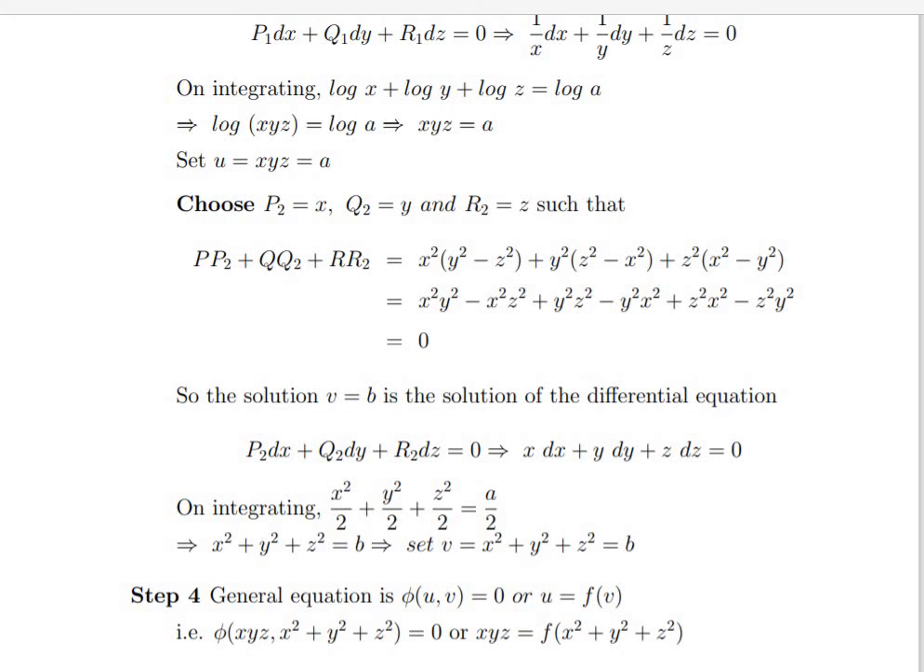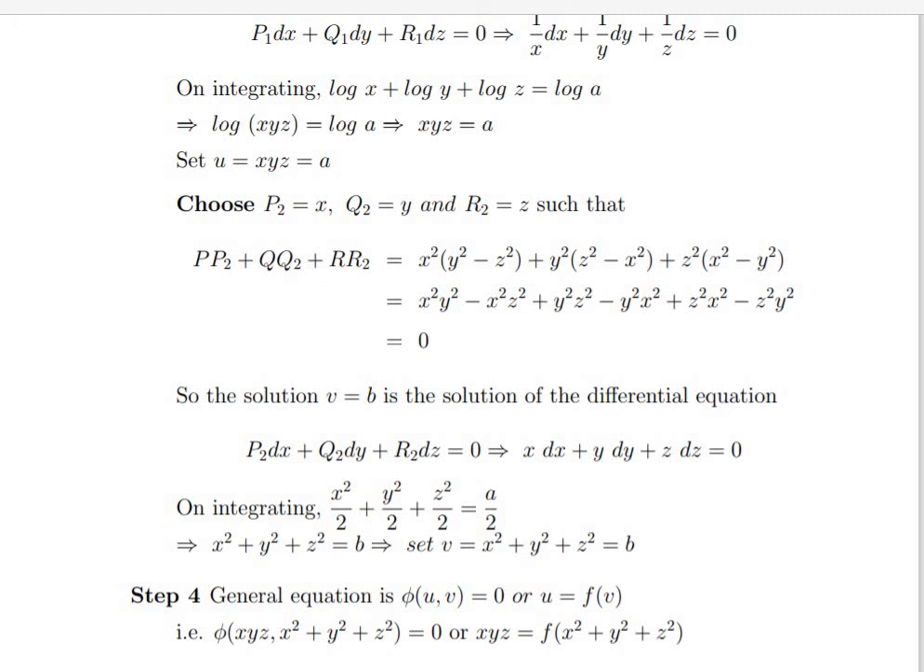Now for getting the next solution, we will choose the Lagrange's multipliers P2, Q2 and R2 as x, y and z respectively. So the terms P P2 plus Q Q2 plus R R2 will become x square into (y square minus z square) plus y square into (z square minus x square) plus z square into (x square minus y square). Opening the brackets and simplifying, we will get 0 equal to 0. So we can say the solution v equal to b is the solution of the differential equation P2 dx plus Q2 dy plus R2 dz equal to 0.